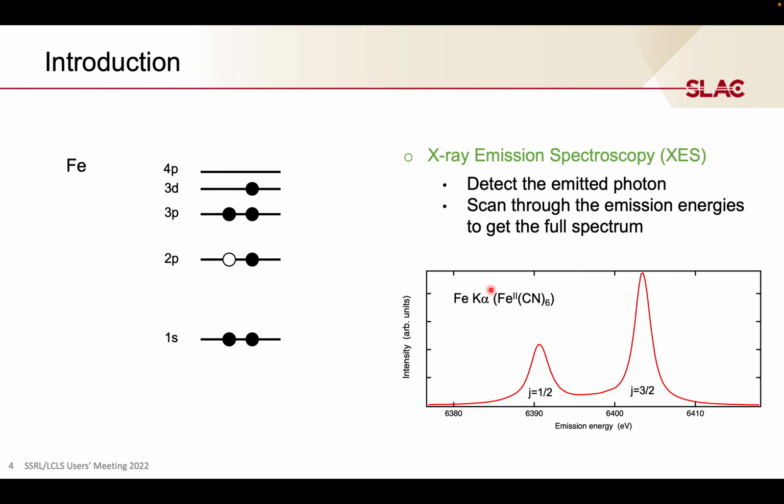In this case, we detect a photon, and when you scan through the emission energies of that photon, you get the full spectrum. This one is a K alpha because it's from a 2p into the 1s. We have a 2p core hole left at the end, meaning again we have a J equals 3/2 and J equals 1/2. And also here there are a bunch of various final states underneath, even though the two peaks look relatively symmetric.